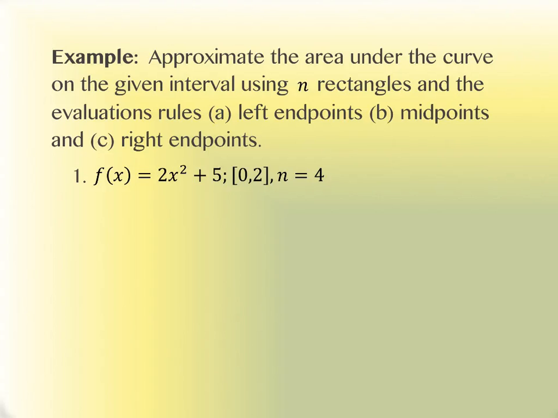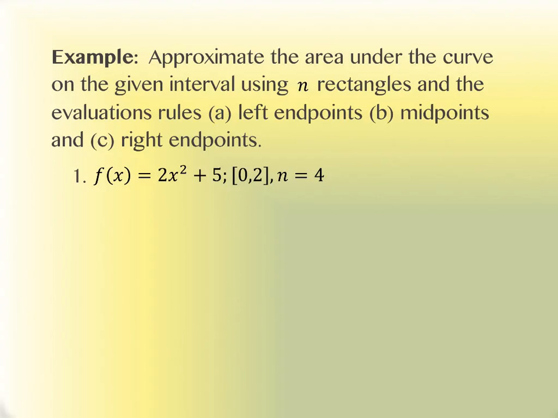All right, we've actually got a function, and we've got numbers. I know, some of you don't think math is math if you don't have numbers, so now you've got some numbers. And you've got an equation, so f of x equals 2x squared plus 5. It's a pretty simple equation, parabola, right? We're going to go from 0 to 2, and we're going to use n equal to 4.